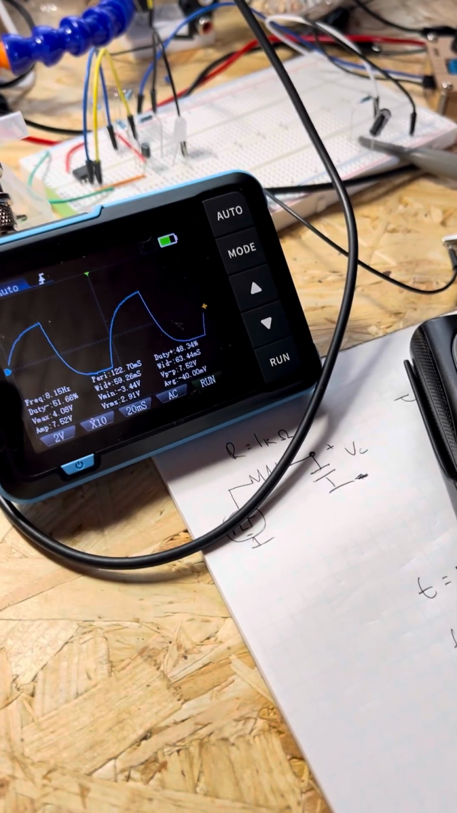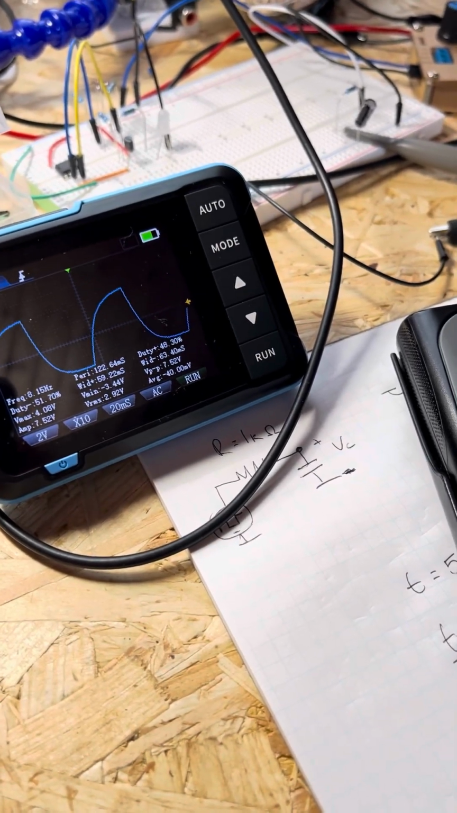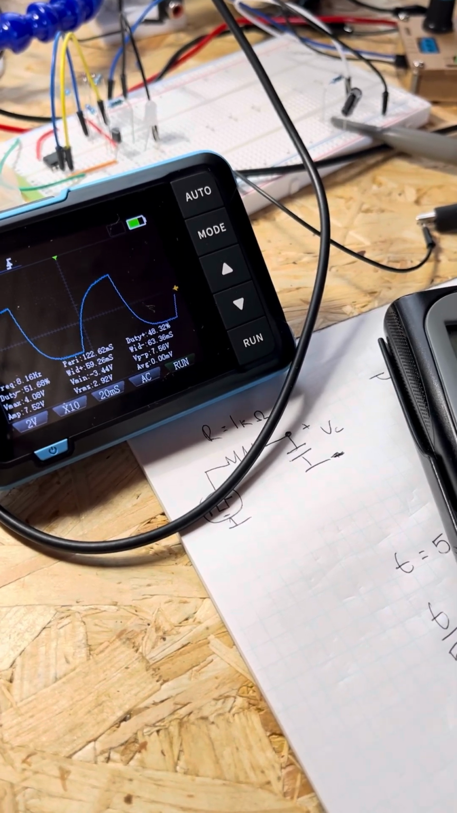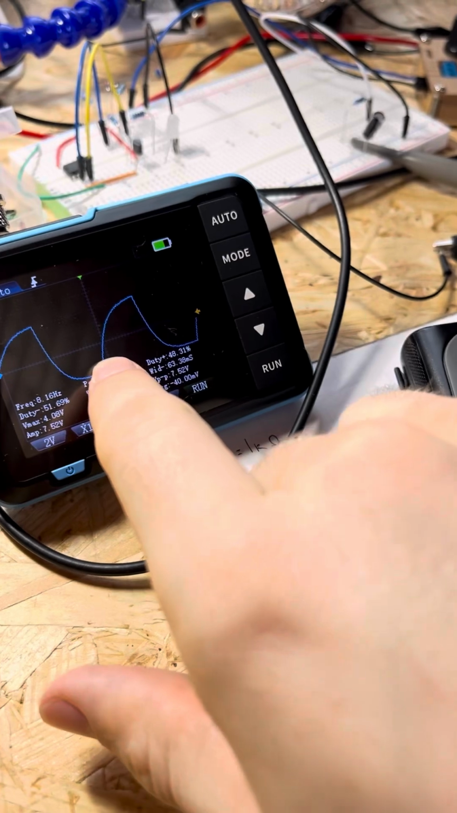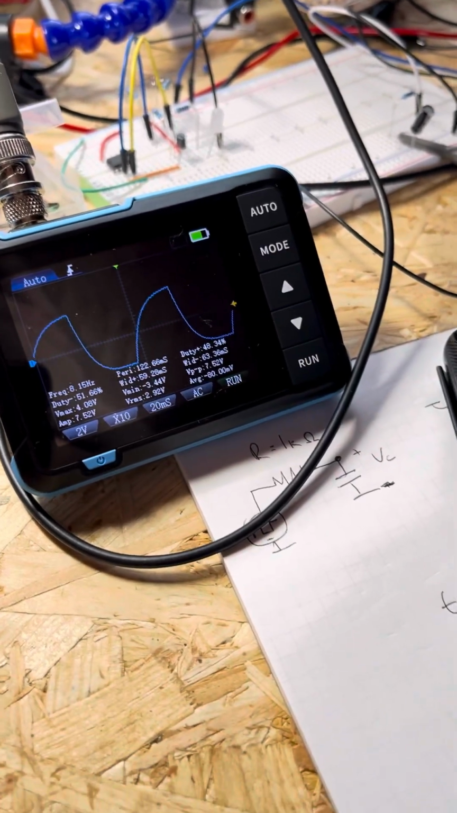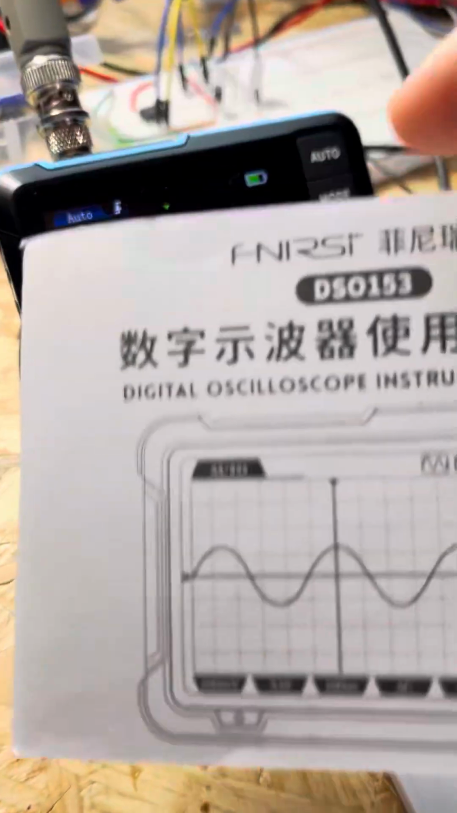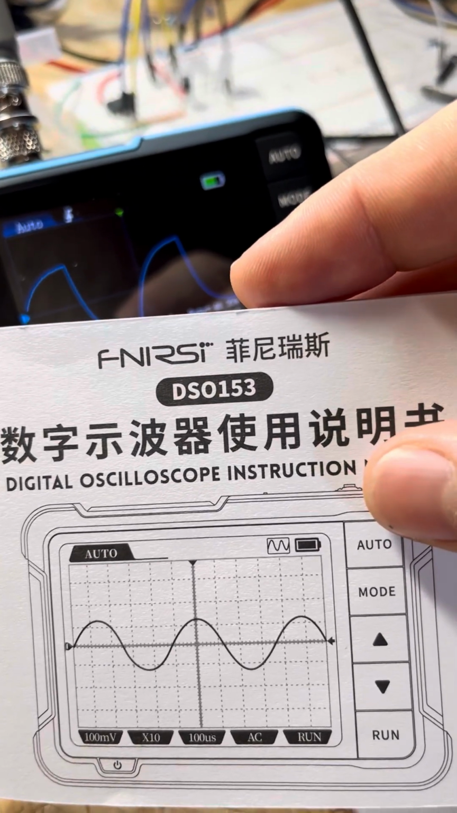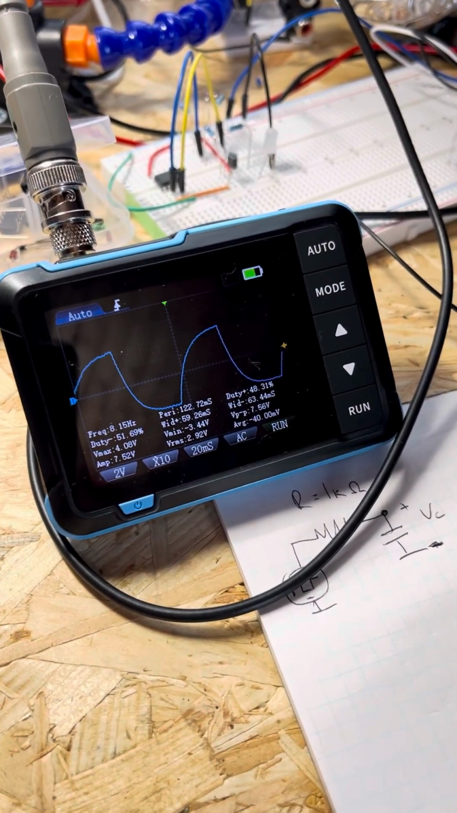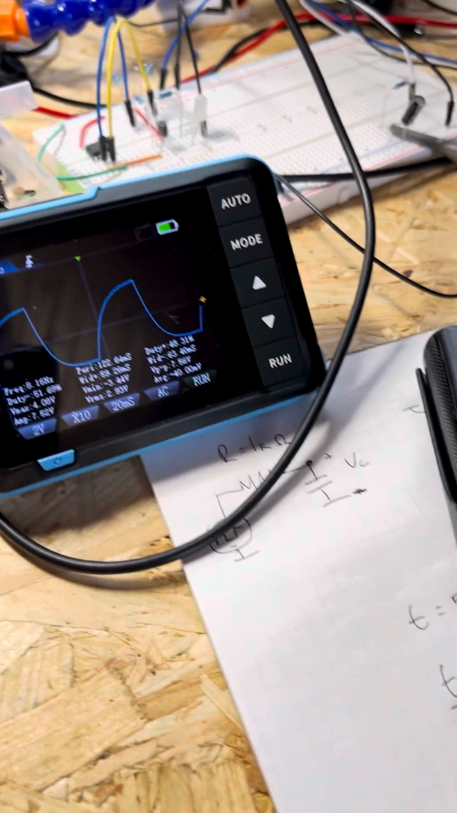That you can do this with an oscilloscope just to get a rough estimate of what the capacitance is, with a known resistor and some cheap frequency generator. And again, a cheap oscilloscope. This was like 6,000 yen, so maybe 40 bucks in the US. It's a Fnirsi DSO153. I'm not being paid by them, but this thing, I'm very proud of, happy with it. It works great, and you can do stuff like this.